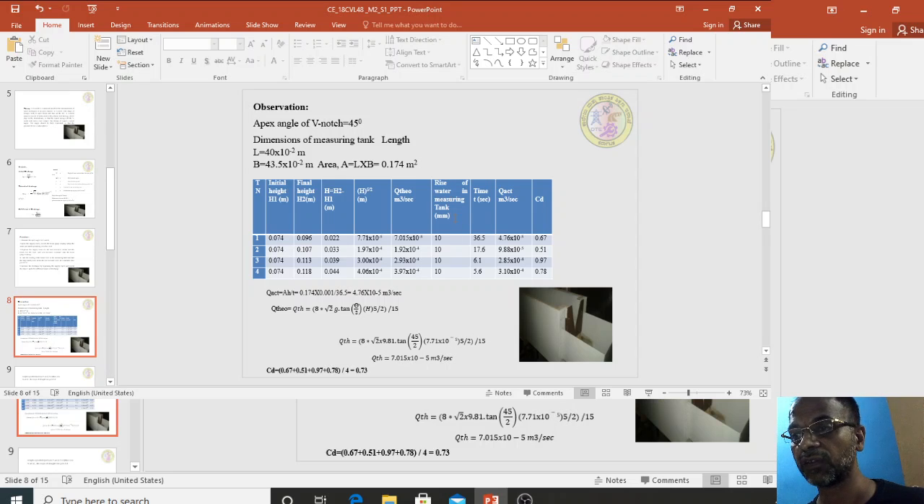And rise of water in the measuring tank is 10 mm. What is the time taken? And Q actual is AH by T in meter cube per second. Q actual by Q theoretical, if you do it, you will get the CD value.